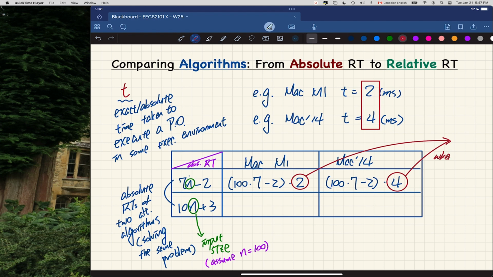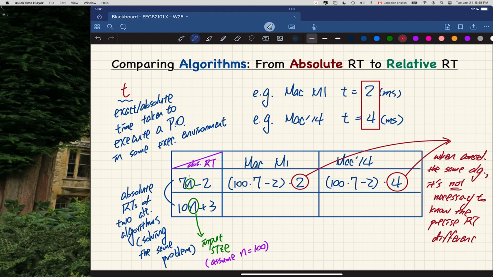So when considering the same algorithm, it is not necessary to know the precise running time difference. Again, the running time difference I'm talking about here is about 4 versus 2. It's not so meaningful, because it's the same algorithm. So that means T can be disregarded. All right, that's about comparing the same algorithm on different platforms.